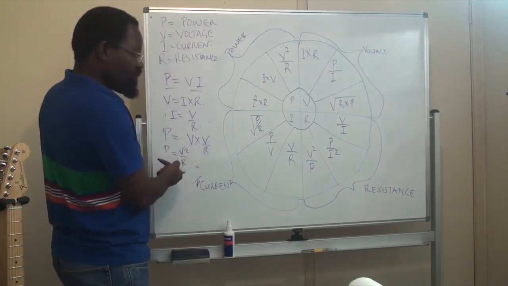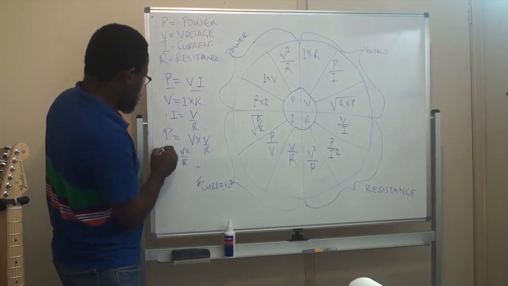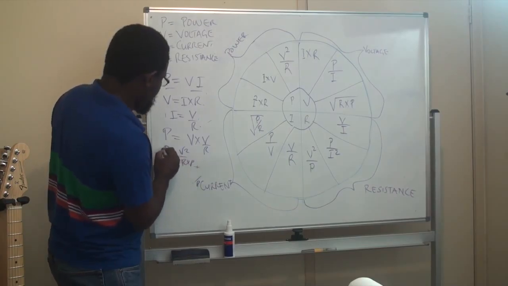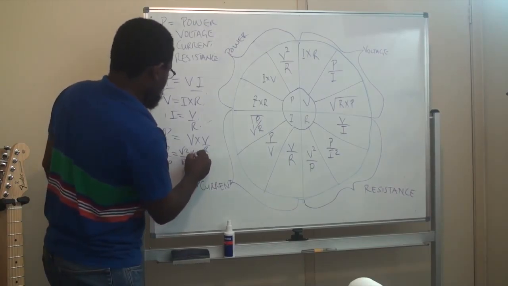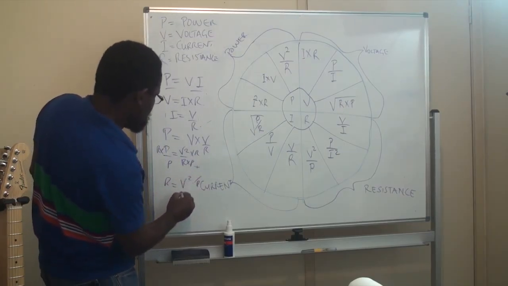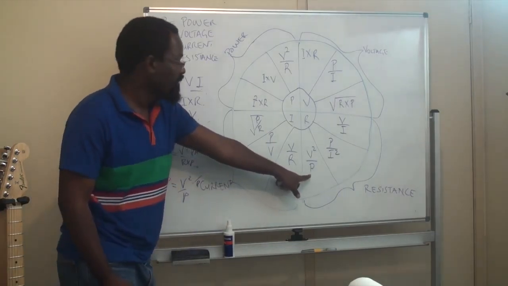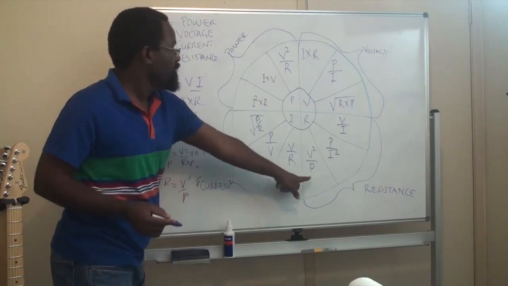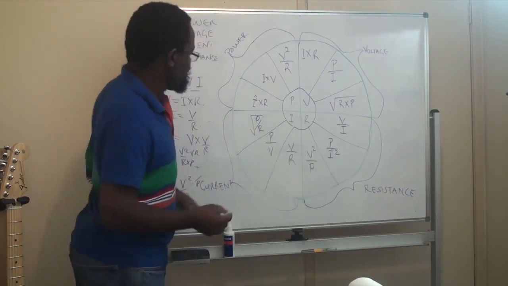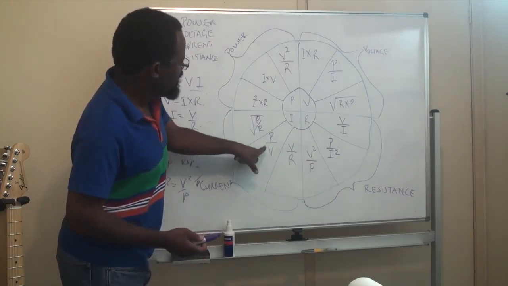Now, what we can do is cross multiply. Here we divide by P, that's cross multiplying, times R here, times R. So we get R is equal to V squared over P, which is that one there. And that's your formula there. Which one is left now? Oh, we have done that. So that's about it.